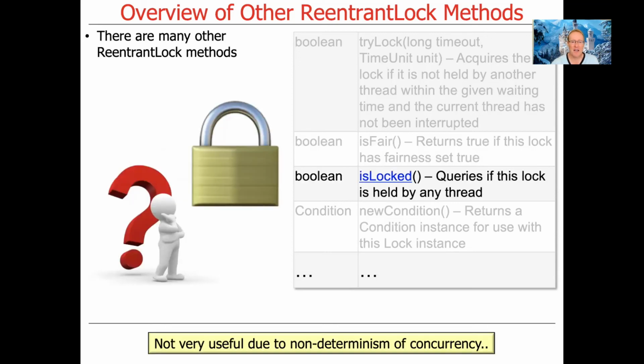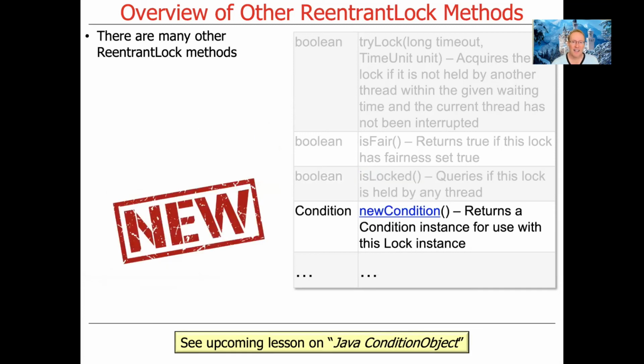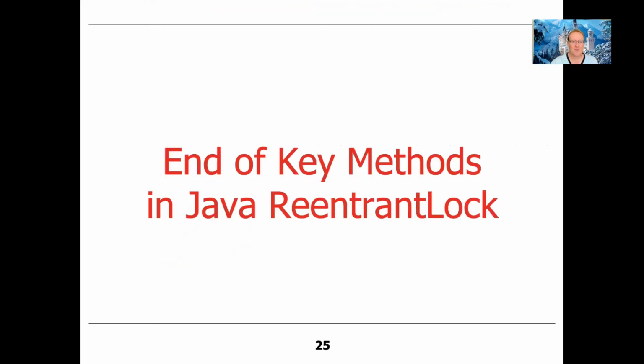There's also a method called isFair that returns whether or not this is a fair lock with fair semantics. There's a method called isLocked that queries the lock to see if it's currently locked or not. This turns out to not really be all that useful in practice, because by the time it returns true or false, the lock state may have already changed because some other thread may have changed it. And then the last method is actually an important one. This is a factory method that creates a Condition object that's associated with that particular lock. When we talk about Condition objects later in the course, you'll see how useful this is for creating condition objects associated with a ReentrantLock that can be used to guard conditions against race conditions.